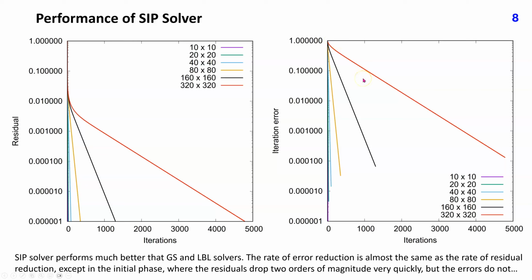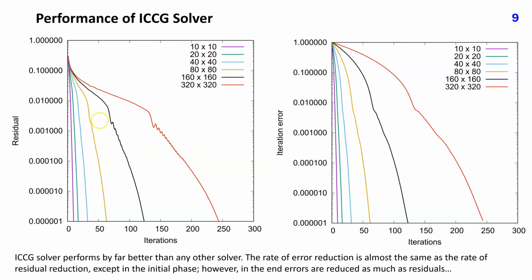Thereafter, the lines become parallel and both norms reduce at the same rate. This slide shows the same information as the previous slide, but for the ICCG solver. The variation of residual and error norm is totally different to what was seen with the previous three solvers. First, ICCG needs much less iterations to reduce the residual norm 6 orders of magnitude than SIP solver, about 20 times less on the 320 by 320 control volumes grid.